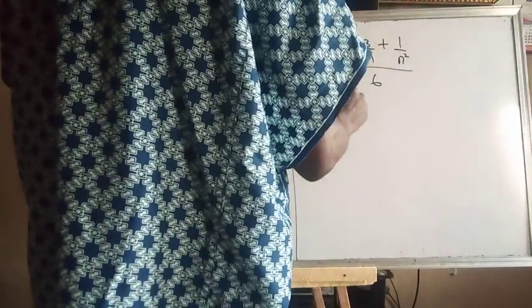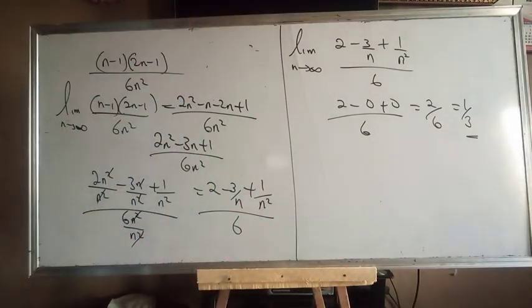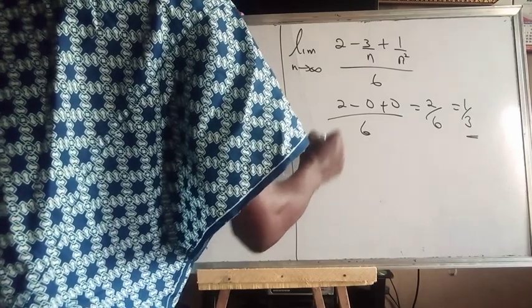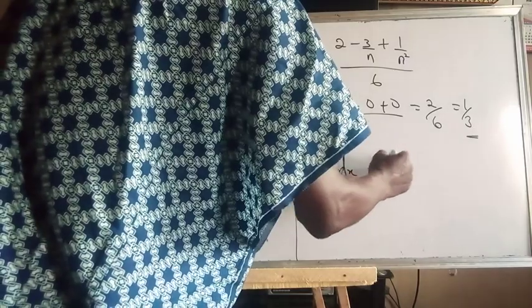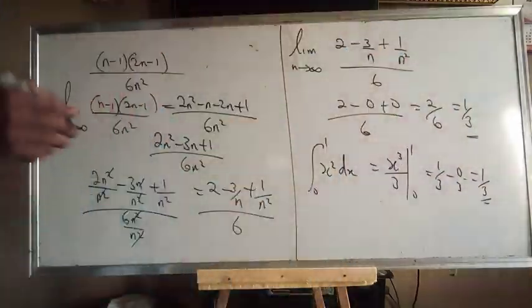So that will be 2 minus 0 plus 0 all over 6. That will be 2 all over 6, which is equal to 1 all over 3. So the answer is 1 all over 3. So you can check. The integral of x squared from 0 to 1 dx. If you integrate x squared, you have x cubed all over 3 with the limits 1 and 0. Using 1, you have 1 raised to power 3 over 3, minus using 0, 0 over 3. So that's 1 all over 3. So we are correct. That is the answer.